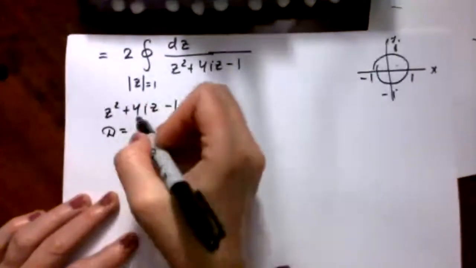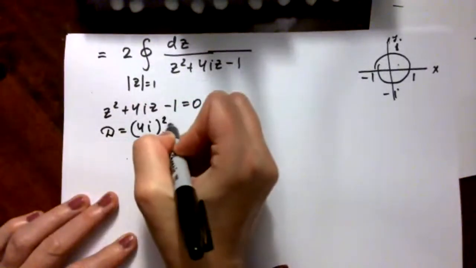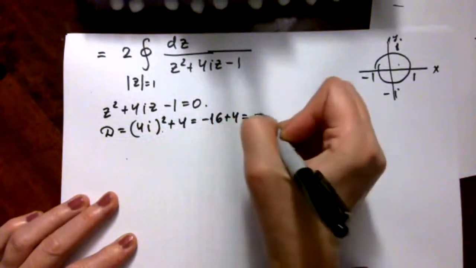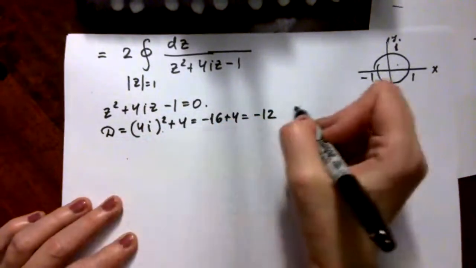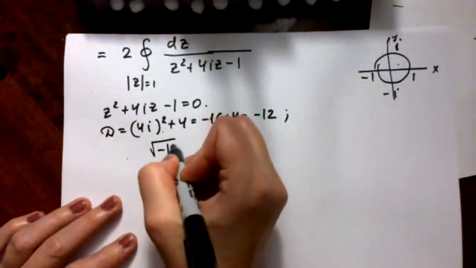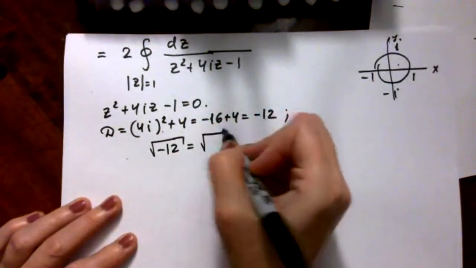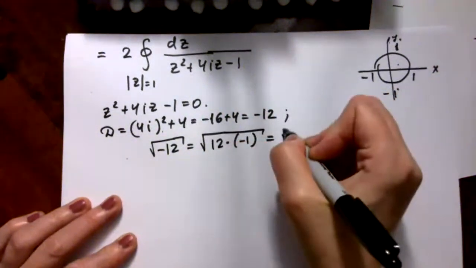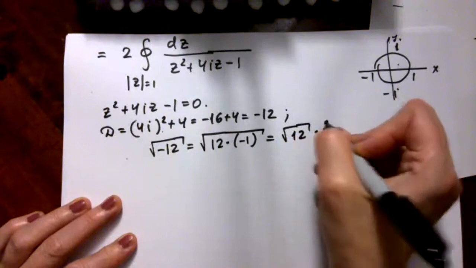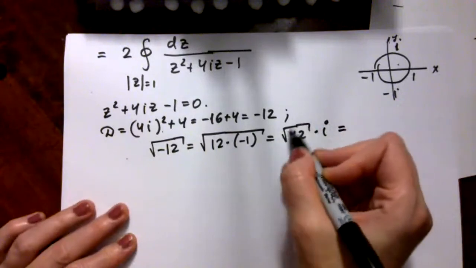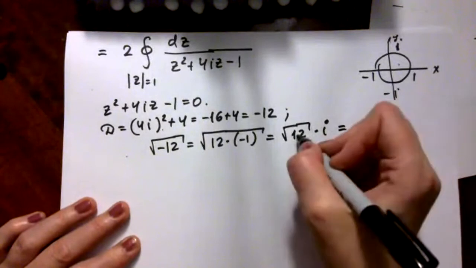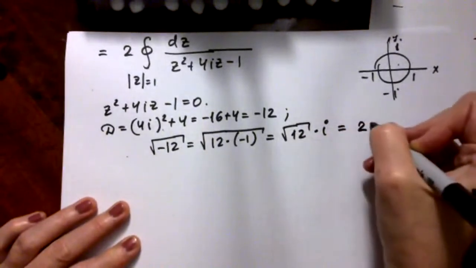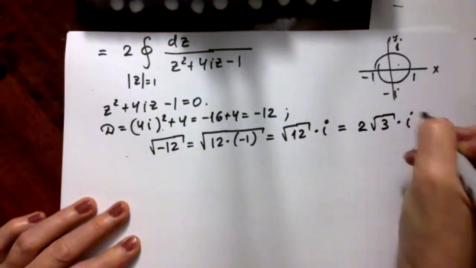so we can find the discriminant. The discriminant is (4i) squared plus 4. It will give us minus 16 plus 4, which is minus 12. And we just discussed how to take square roots of these negative numbers. We can rewrite minus 12 as 12 times minus 1, so it will be square root of 12 times the imaginary unit i. But I think that square root of 12 could be simplified even further. If you imagine 12 is 4 times 3, so it will be 2 square root of 3 times i.